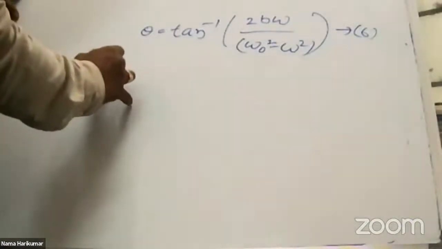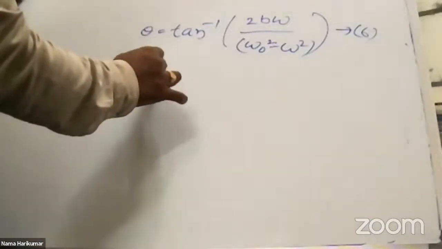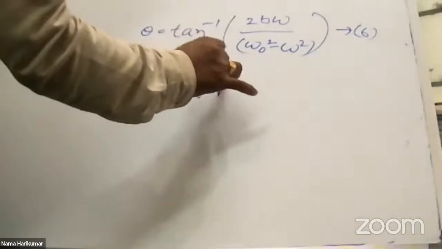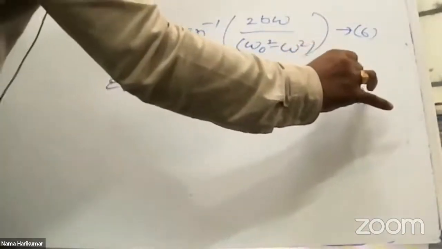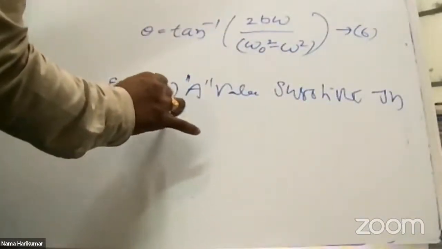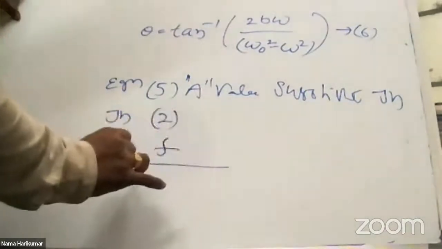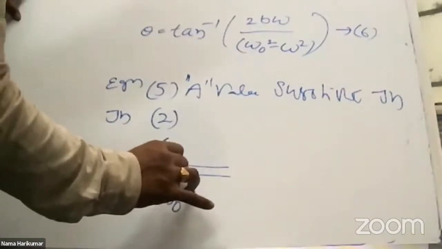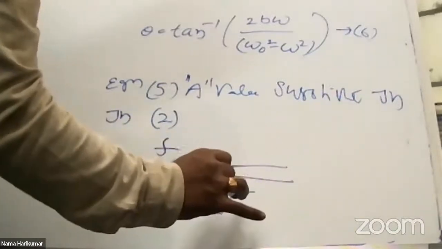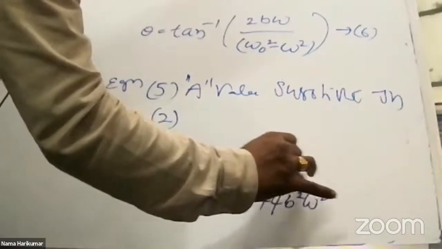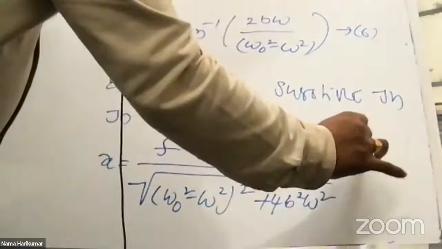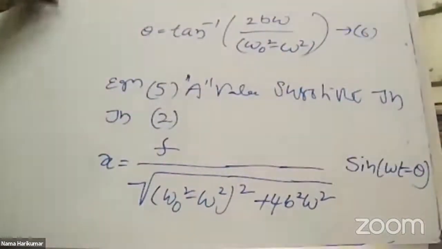In equation 5, the A value is substituted in equation 2, then x equals A. In equation 5 the A value is F by under root of omega naught square minus omega square whole square plus 4b square omega square, into sine of omega t minus theta. Okay, so this equation is the x value. We have to find out the x value.